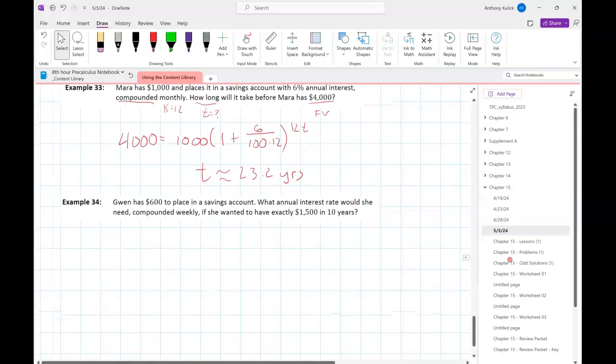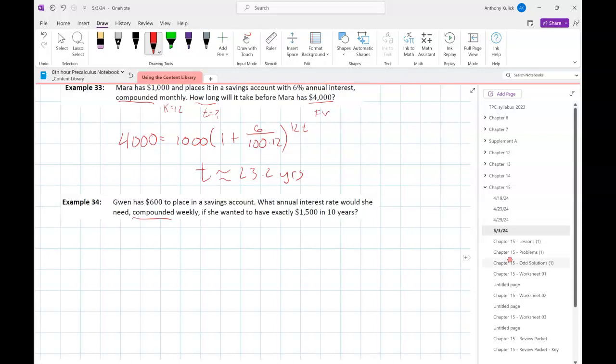All right. Next question says, Gwen has $600 to place in a savings account. What annual interest rate would she need compounded weekly if she wanted to have exactly $1,500 in 10 years? So it's compounded. Yep. What is the 600? Yep, that's the PV. It says what annual interest rate? So we're looking to solve for R. What's the K? 52. 52 weeks in a year, right? The 1500 is the future value and the 10 is the T.